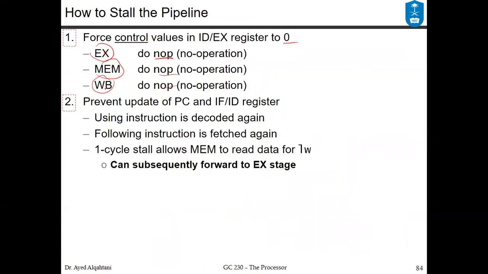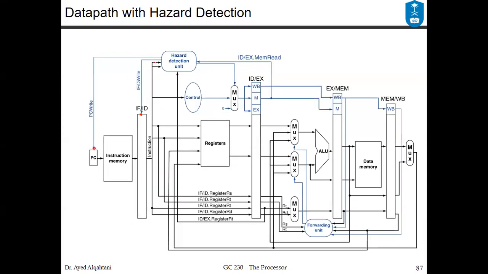The first one, we applied the 0 on the control, making it do no operation. And the second, we prevent the update of the PC and the IF/ID register. And these are indicated by those 2 lines. Now, at this point, we fixed all the RAW hazards, whether it's from R-type to R-type or from load to R-type, by adding those hardwares. The first is the forwarding unit, and the other is the hazard detection unit.